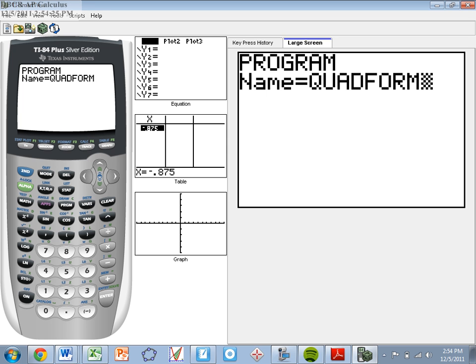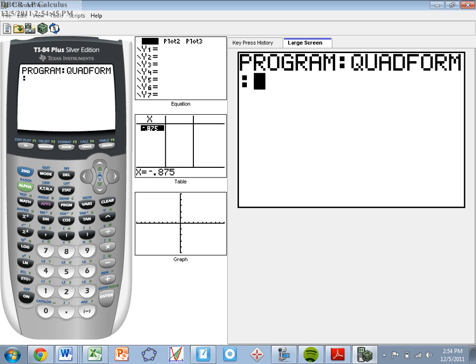So is that okay? Can I call it quad form? You guys can call it whatever you want, again. But think about something that will remember what you actually are doing here. Don't call it, I don't know, give me a random word, cookies, maybe, because cookies might not tell you that you're looking at the quadratic formula. Call it something that makes sense. So I called it quad form, hit enter. Once you've given the name, just press enter. It'll go to the next line.